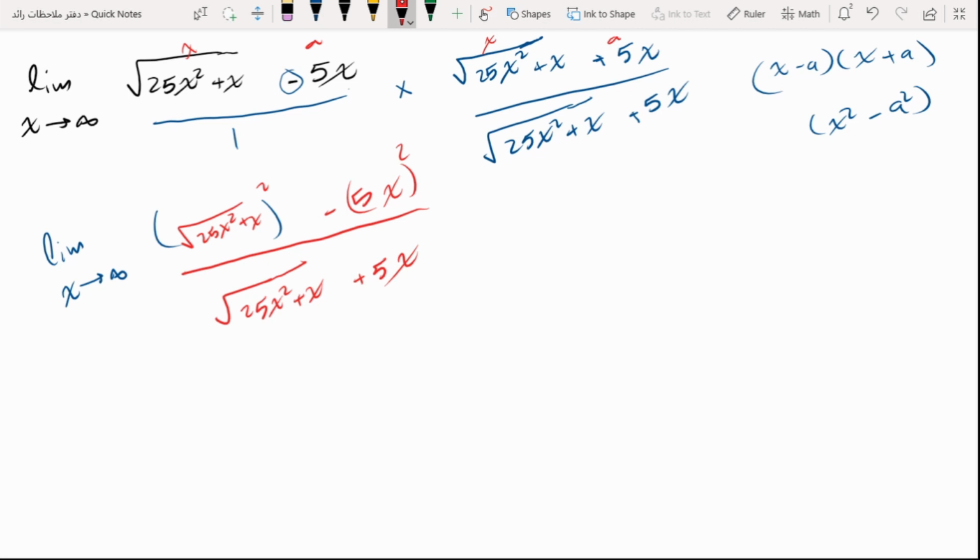Simplify. Now I have 25x to the power of 2 plus x. Why is that? Because they are inverse functions. Look, the power of 2 with the radical is cancelled. Minus 25x to the power of 2, be careful, distribute 5 to the power of 2 and x to the power of 2, over the denominator.